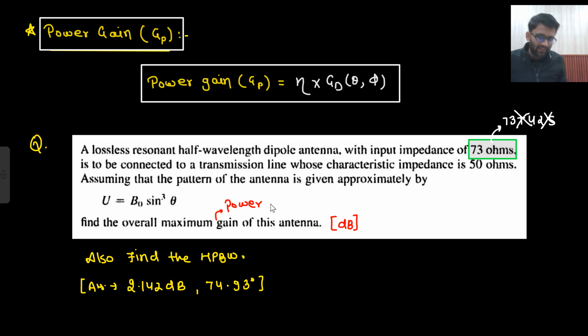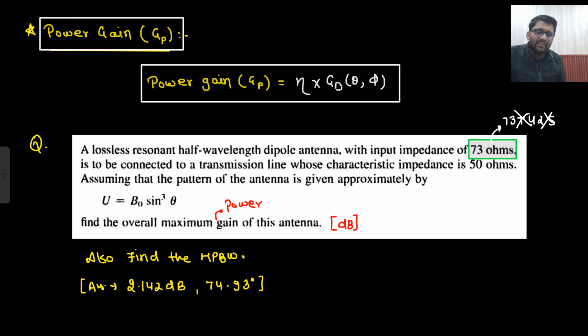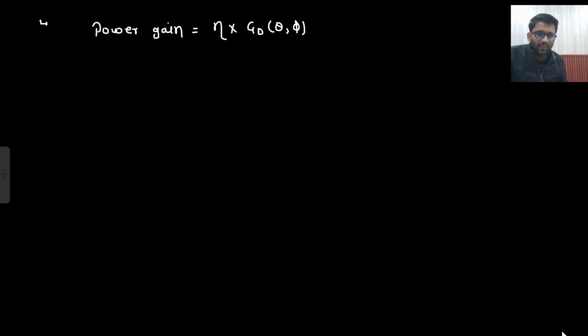If they are asking for directive gain, then they will write directive gain. What they are asking is power gain. So what is the power gain? Power gain is eta into directive gain. But they are asking for the maximum value of power gain, no? Always when you solve antenna problems, just write down what you need to find and whatever is given. That's it, and you will be able to solve the problem 100%.